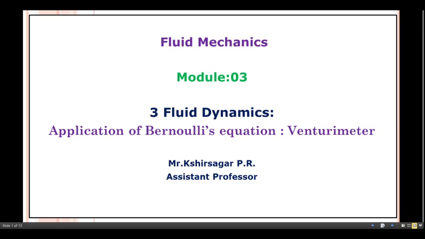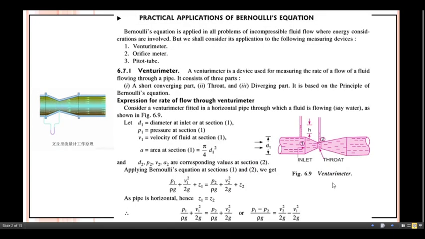In today's lecture, we'll continue with the discussion related to fluid dynamics. We'll discuss the application of Bernoulli's equation to the Venturimeter. No doubt, there are three applications related to Bernoulli's theorem: Venturimeter, orifice meter, and pitot tube. In the current lecture, we'll continue with the application of Bernoulli's equation to this Venturimeter.